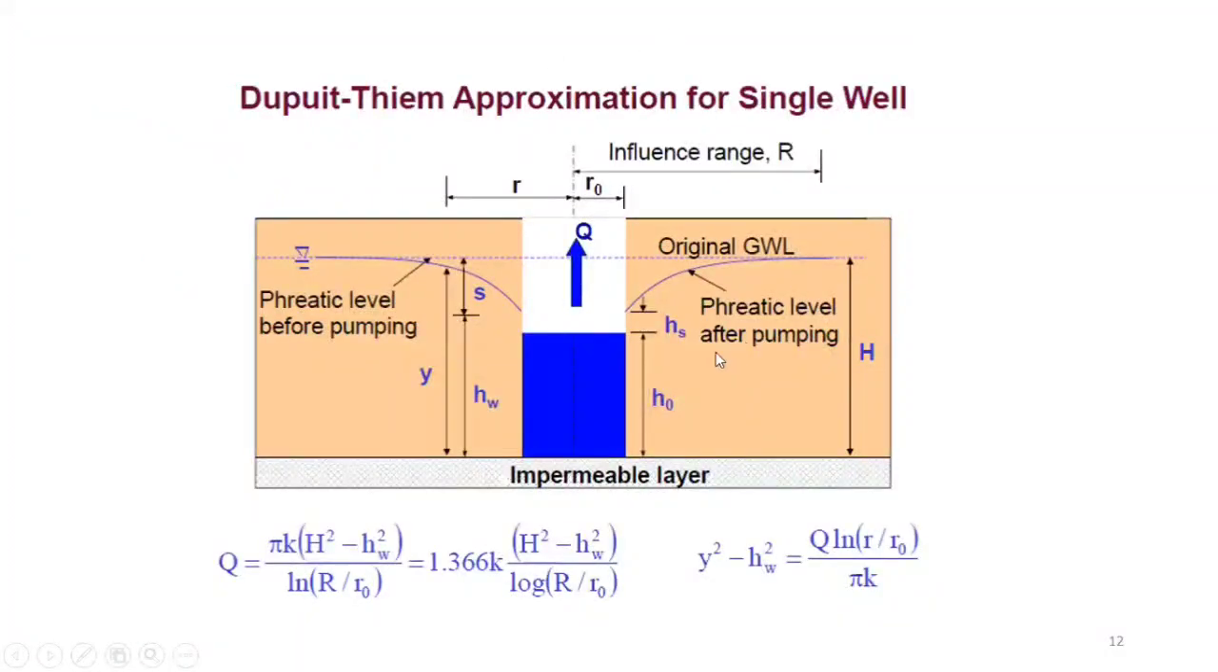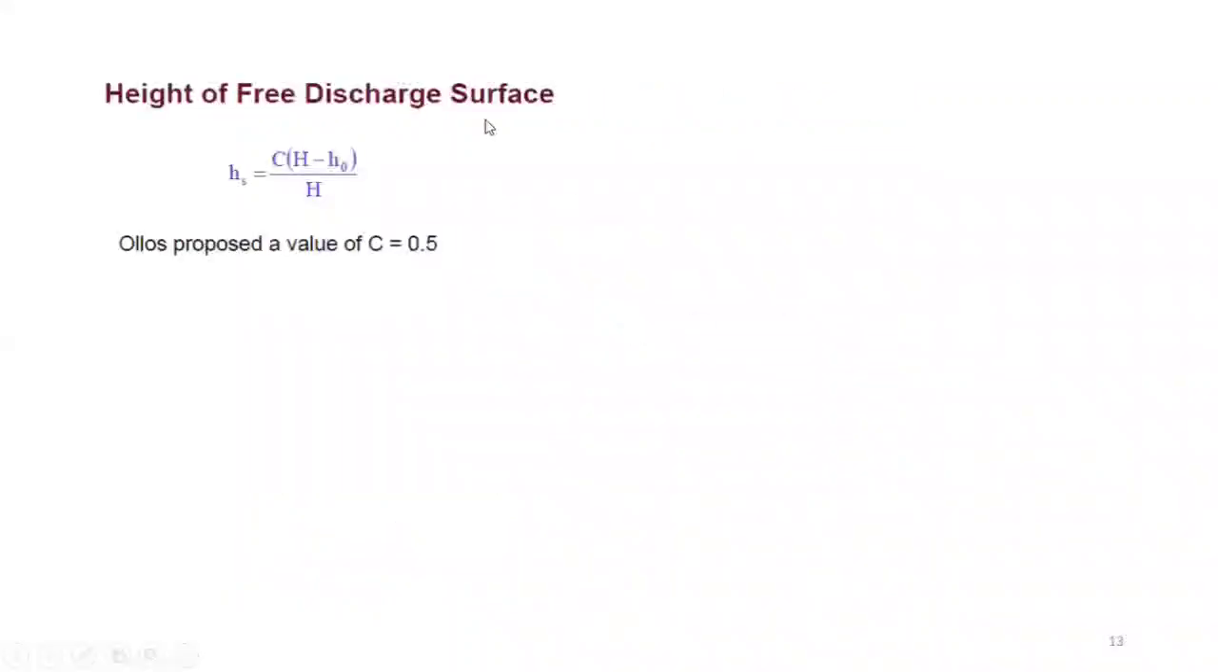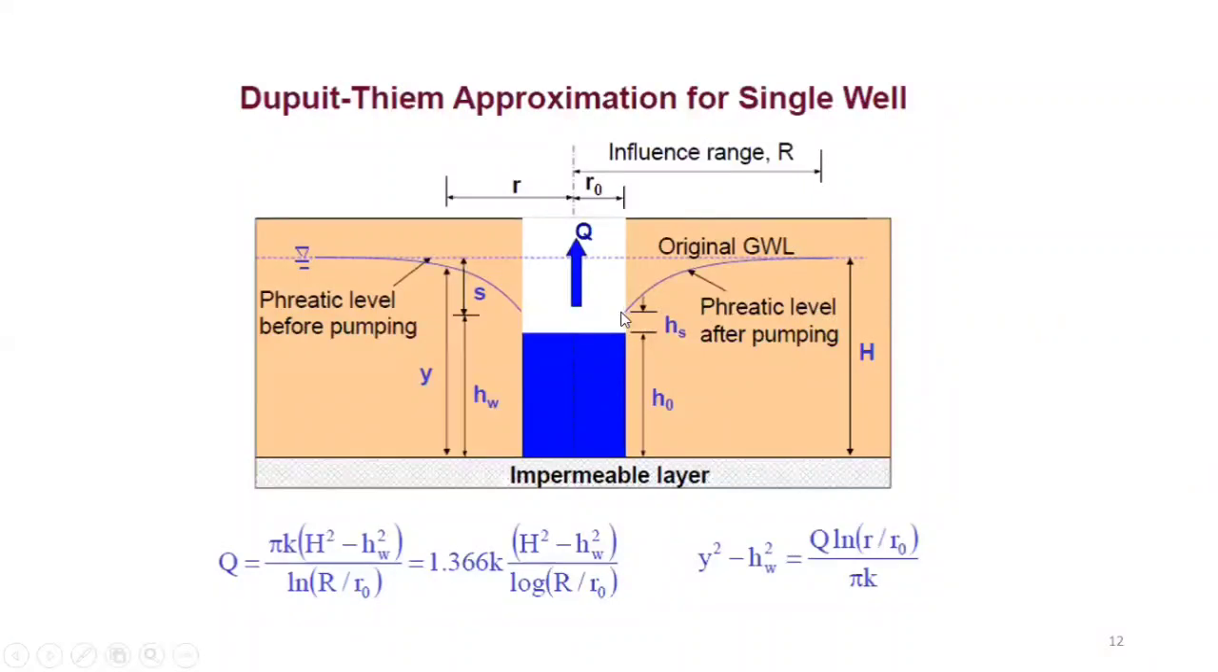That means it has been observed that once you have a situation like this, where a single well is being pumped, it's not that the phreatic line just meets exactly the level of the water in the well. There is always a free discharge surface, meaning it starts as a gravity flow over here. So this small area will be represented as the free discharge surface Hs. And H naught is the level of the water just before the start of the pumping.